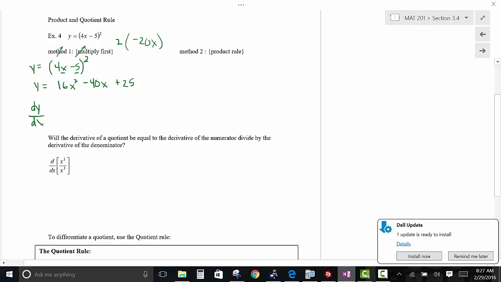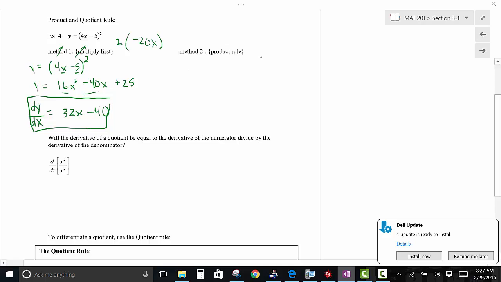We'll say dy over dx, which means take the derivative of y with respect to x. You can do this in your head. What's the derivative of this problem? 32x minus 40. That's it, right? Remember, the derivative of 25 is a constant term, so it's equal to 0. Derivative done. Okay? So it's a line. Now, the function you started with was a quadratic, so what happened? The derivative went down 1 power, it became linear.